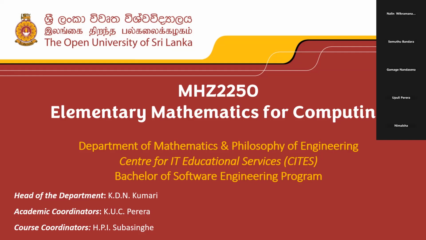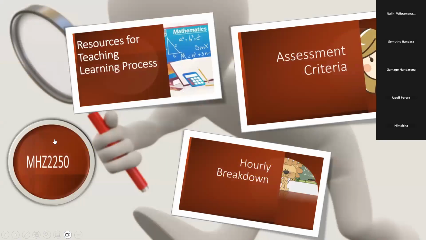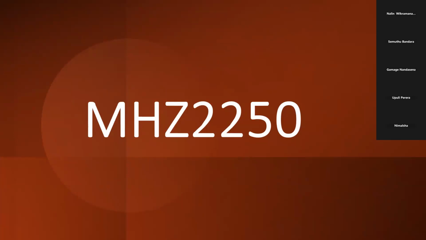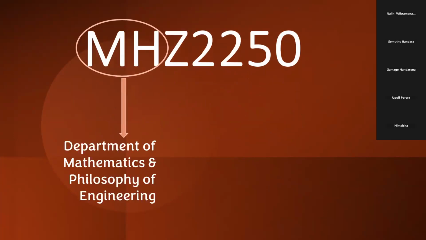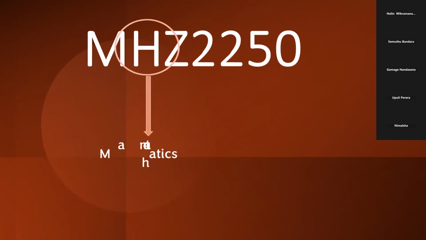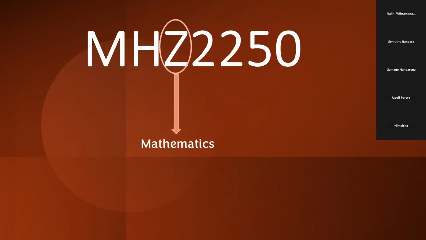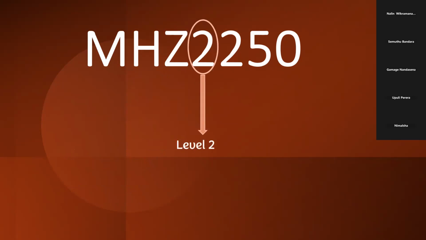So we'll look at what this elementary mathematics for computing course is. First of all, its course code is MHZ2250. Here, MH represents the Department of Mathematics and Philosophy of Engineering. The letter Z says about the category, so this is a mathematics course. The next digit, 2, means this is a level 2 course. So it represents the level.